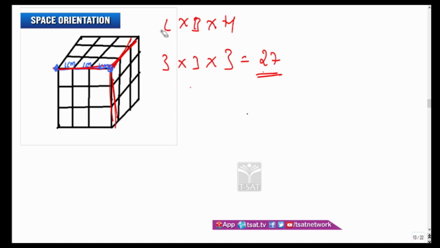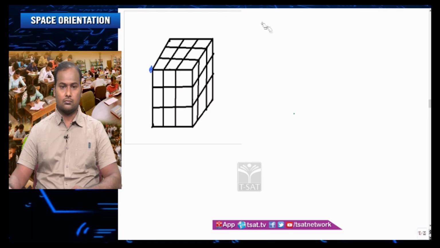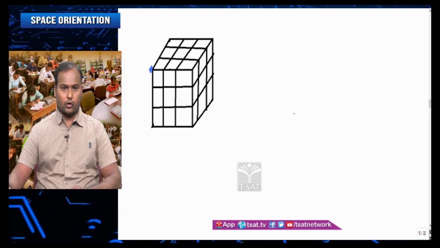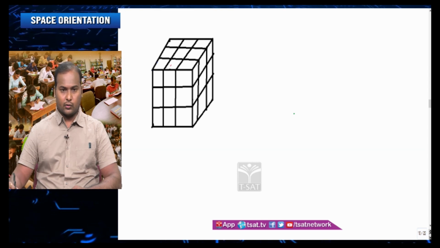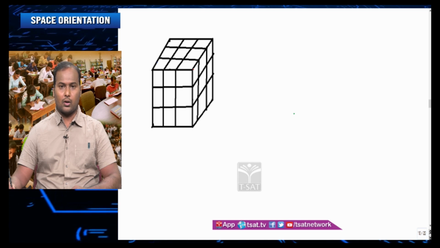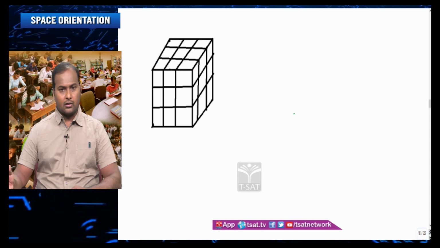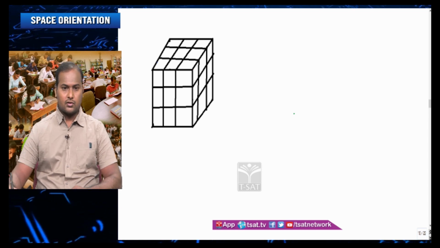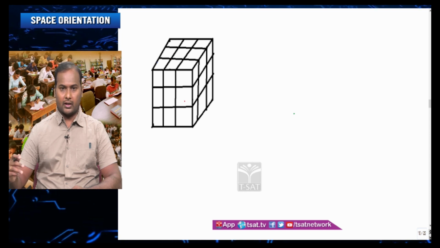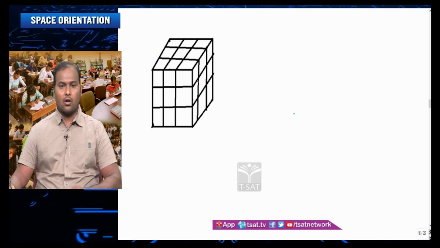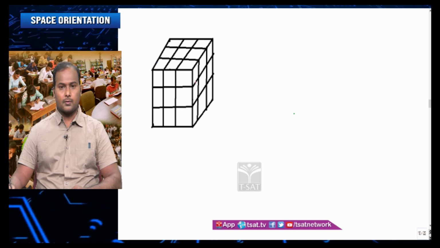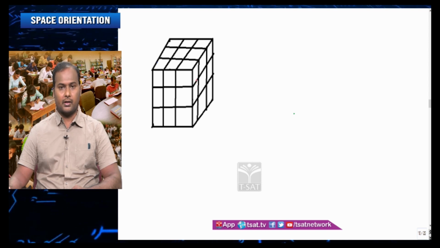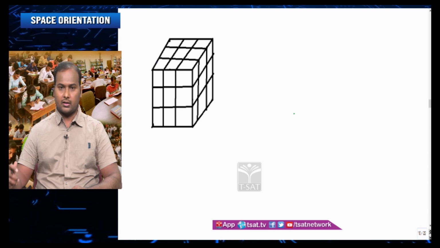Now see the next one. Now what you do is you paint everything. You paint the entire cube with any color, after cutting or before cutting. You took a 3 centimeter side cube, you cut into 1 centimeter. Now paint it, or after painting also you can cut it. So imagine that the entire cube is painted red. Now the question will be: how many small cubes will have only one side paint? How many small cubes will have two side paint? How many small cubes will have three side paint?